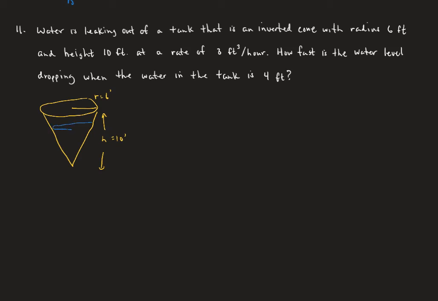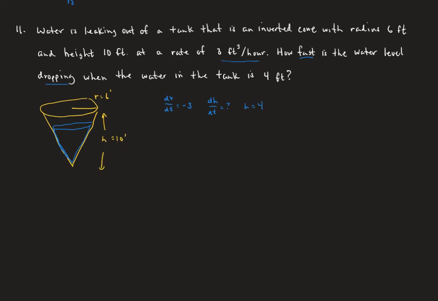So we have water inside here, and it's going to take the shape of a cone because water takes the shape of whatever it's sitting in. And the fact that it's leaving at 3 cubic feet per hour means that dV/dt is -3. So the volume is decreasing. We want to know how fast is the water level dropping. So that means we're looking for dh/dt. When the water in the tank is 4 feet deep, that means when h is equal to 4.